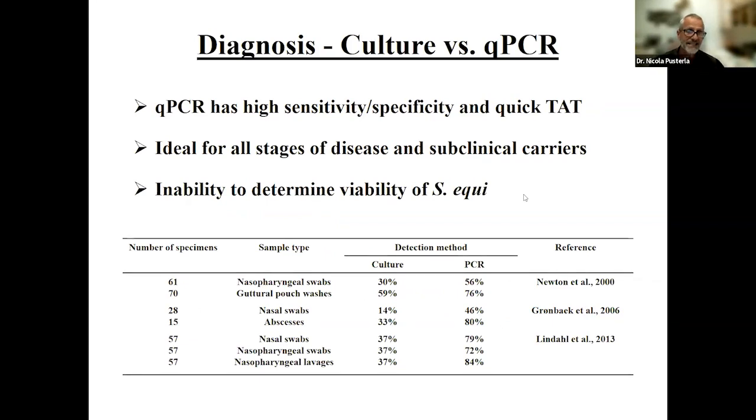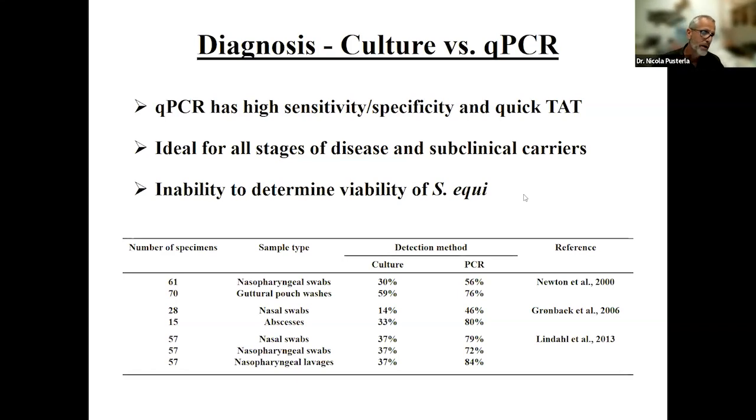Because it's so highly sensitive, if you look at the table, I just listed a few studies that look at the detection rate between culture and PCR, and you can see that PCR will detect strep equi at a greater rate. Which is great because now you not only have a red flag, you get 2 red flags. So you're going to isolate, potentially seclude more horses.